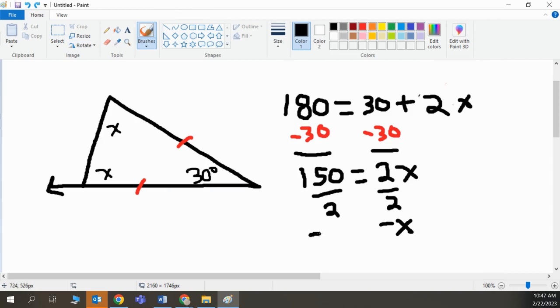I'm just going to write that in, x equals 75. And what that means is this angle is 75 degrees, and the other angle is 75 degrees. And so if they ask you what x equals, 75 degrees. And so 75 plus 75 plus 30 will get you back to 180.